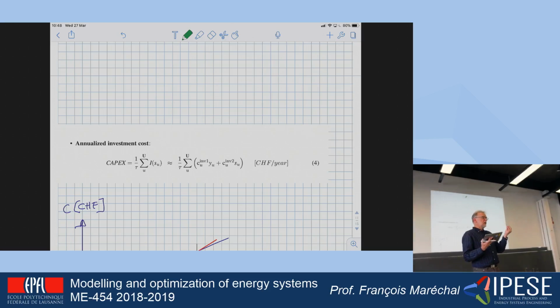Okay, and as soon as I have the size, then I know how to calculate the investment, which means that I will be able to calculate something which is named the capex, so the capital expenditure, which is the amount of money that I have to pay to buy all the units that I have in my system. Now I'm going to make a simplification.